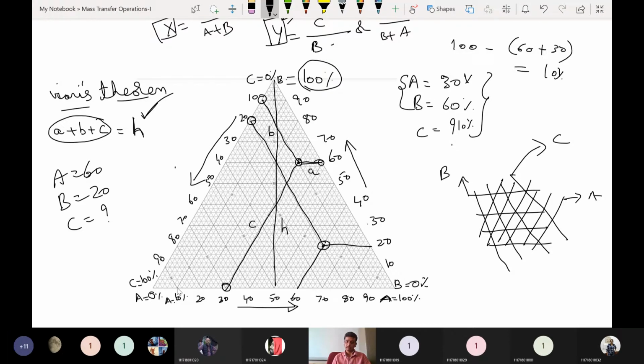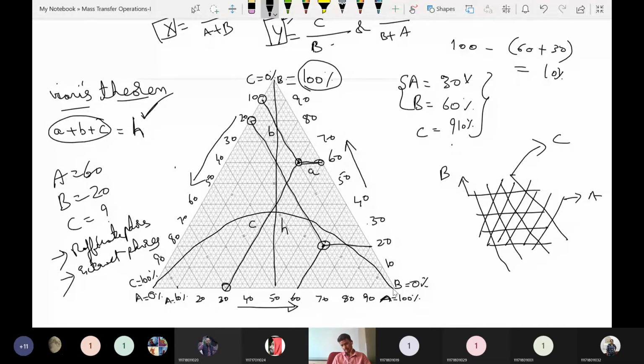Because we have to plot the graph between the raffinate phase and the extract phase. Two outputs are there: one is raffinate and the other one is extract. When these two are plotted, the curve will look like this. The point at which the two layers, the raffinate layer and the extract layer, meet is called the plait point.